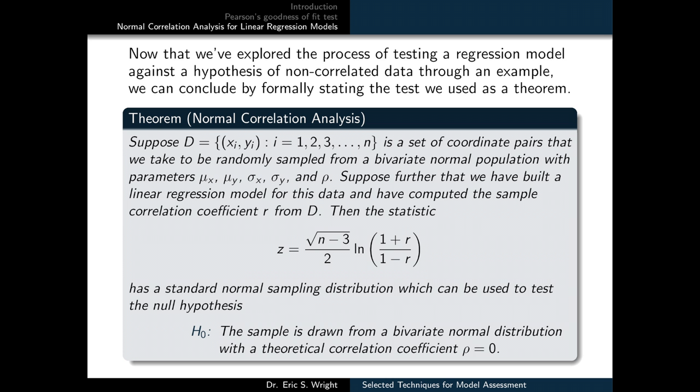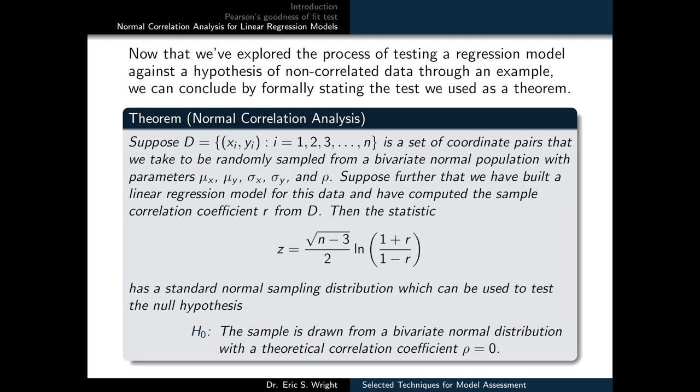Now that we've explored the process of testing a regression model against a hypothesis of non-correlated data through an example, we can conclude by formally stating the test we used as a theorem. Suppose D equals xi and yi, for i ranging from 1 through n, is a set of coordinate pairs that we take to be randomly sampled from a bivariate normal population with parameters mu sub x, mu sub y, sigma sub x, sigma sub y, and rho.